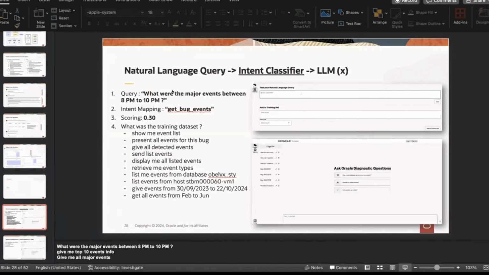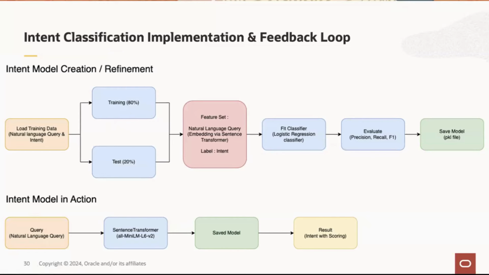Just a little more description regarding the internals of how, at a higher level, things are implemented. We have an intent classifier, wherein we take in a large amount of data associated with a natural language question and an API associated with it. So it's a supervised problem wherein we are making use of a sentence transformer to convert the natural language query into vectors, and then fitting the logistic regression classifier.